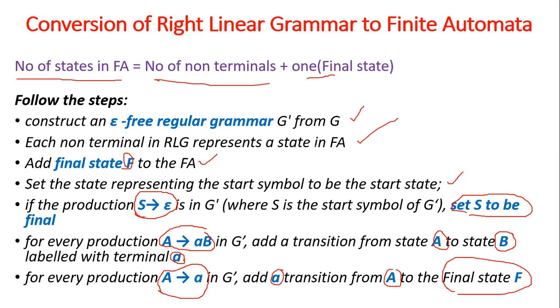So remove epsilon productions, and every non-terminal will be represented as a state in the finite automata. And you have to add one extra state as the final state and make the start symbol the start state. If the start symbol has epsilon productions, make the start symbol a final state. For every production in the form A tends to small a capital B, add a transition from A to B labeled with terminal a, where a is a terminal symbol. For every production A tends to small a, where a is a terminal, add a transition from A to the final state with label a.